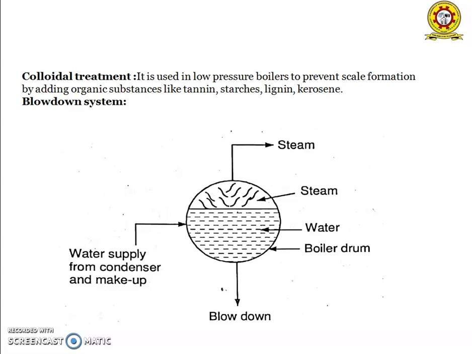Therefore, a boiler has to be periodically blown down so that the concentration of the impurities can be kept within the permissible limits. The blowdown is calculated by the formula: K, the blowdown percentage, is equal to W by WF, where W is the weight of the water blown down from the boiler in kg per hour, and WF is the weight of the feed water supplied to the boiler for the steam and blowdown in kg per hour.